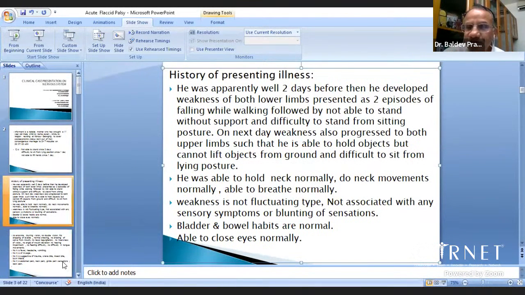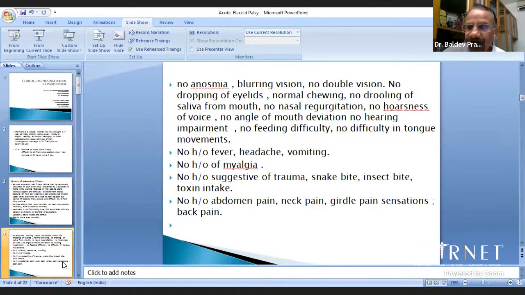Just from the two slides for the students, what I wanted from the complaints: always try to define, number one, what is the chief complaint? When multiple complaints are there, try to find out the chief complaint. That will give you the focus.